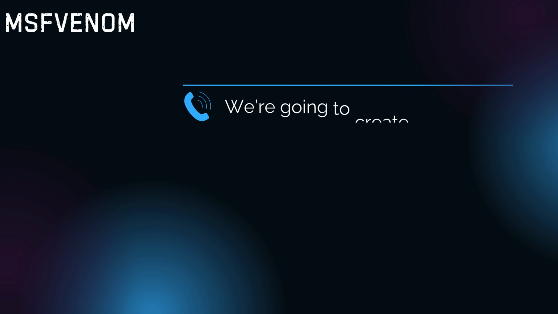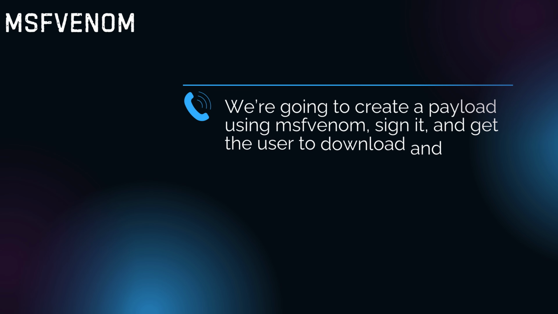We can also create a payload using MSFvenom on our Kali Linux box, sign it so that it looks legit, and then send somebody a download link. So we're going to emulate a web page just by using a simple HTTP server in Python, and then navigate to that web page and download the payloads that way.